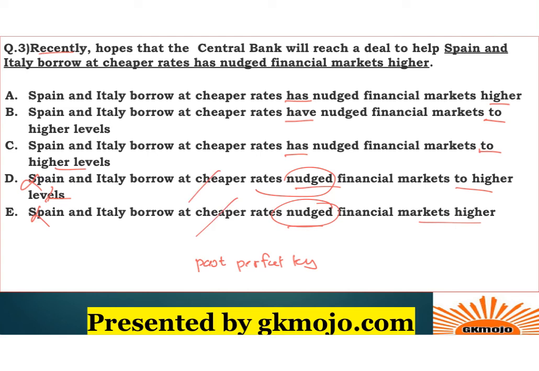So now if you have a look here, we had "has", "have" and "has". So two options have "has" and one option has "have". "Have" is always plural, "has" is always singular. Let us see what the subject in the sentence is. What nudged the financial markets? The hopes. What is "hopes"? "Hopes" is plural. So it should definitely go with "have". Hence option A and option C are eliminated and the correct option here is option B.